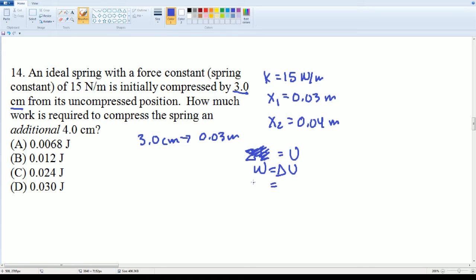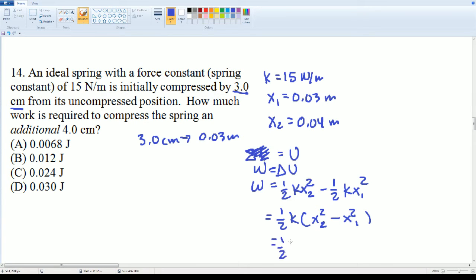Which is just, in this case, 1/2 kx squared minus 1/2 kx squared. Oh, we already know what this is. This is 2 minus 1, so it's 1/2 k times x squared minus x initial squared. No, this is final minus initial. If you don't like that, 2 minus 1. So it's 1/2 times k, 15, times final is 0.4 squared minus 0.1 squared.